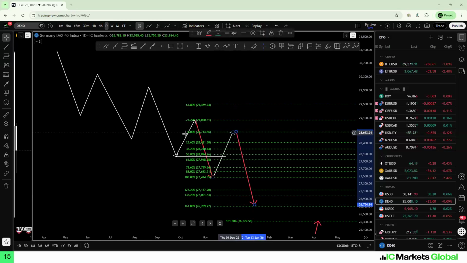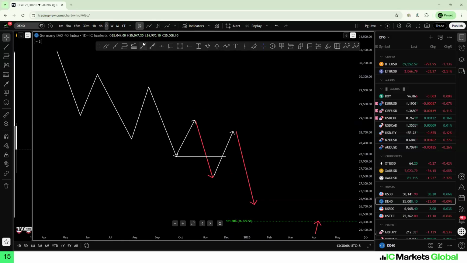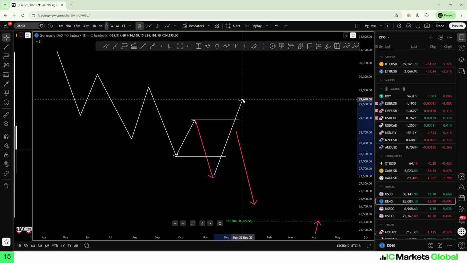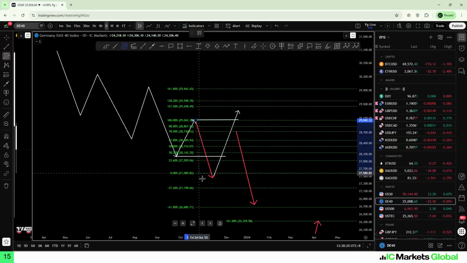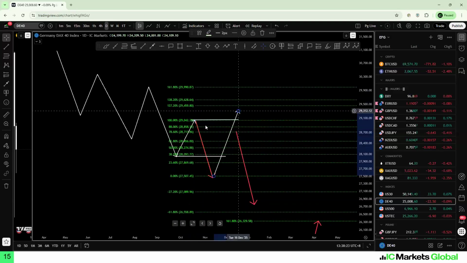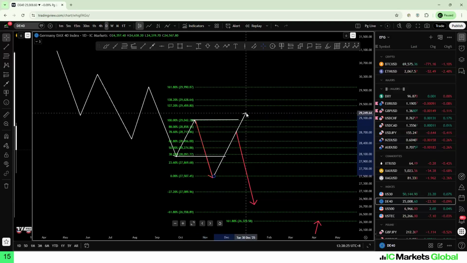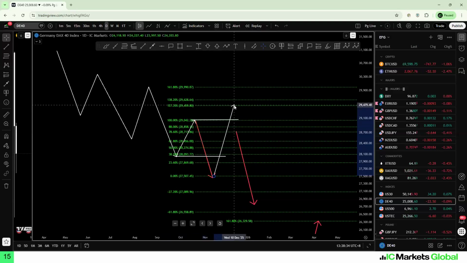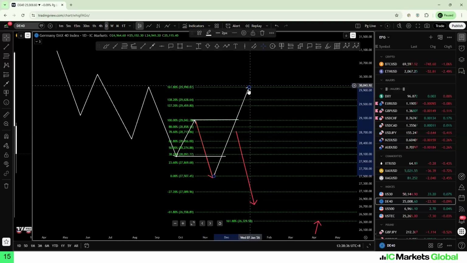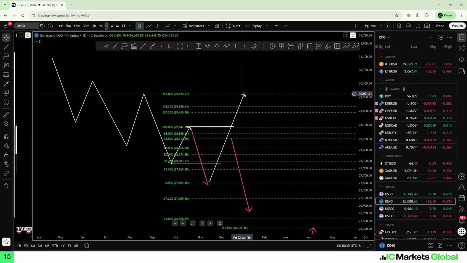But let's say price did not respect the Fibonacci retracement at 78.6 and then breaks above this high. Whenever you see a break above, what you need to do is put Fibonacci extension. It's supposed to retrace somewhere at 78.6, but it breaks above, then you will use Fibonacci extension in this case. What if they break above the starting point, which is 100%? The next target would be 127 or 161.8 or even 200%.